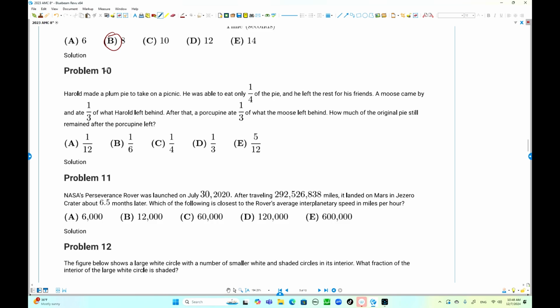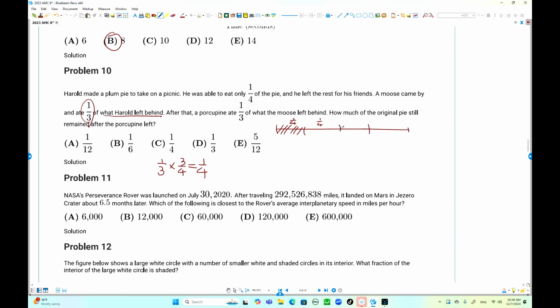All right, Harold made a plum pie to take to a picnic. He was able to eat only one portion of the pie. Okay, one portion of pie he ate. 3/4 left, all right? But the second guy ate 1/3 of what Harold left. So 1/3 of 3/4 is what? That is 1/4, isn't it? Another guy ate 1/4 here.